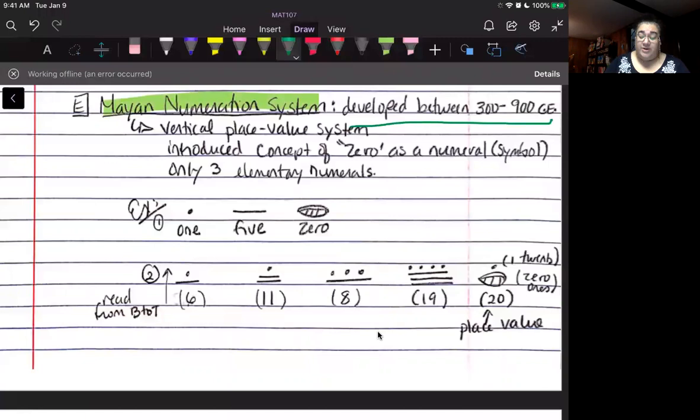Their system is vertical, meaning they don't do their place values from left to right. They do it from bottom to top. So that's the first thing to remember.